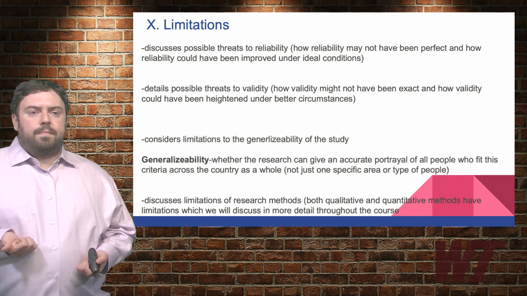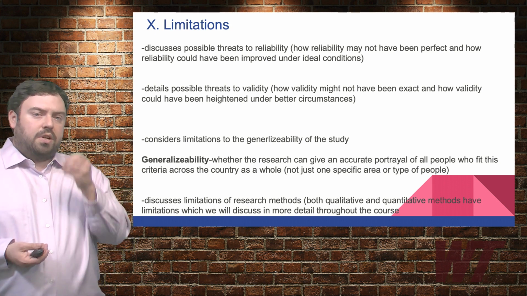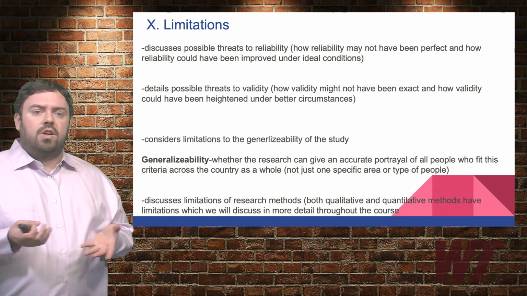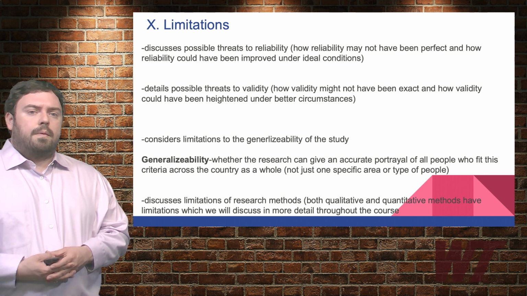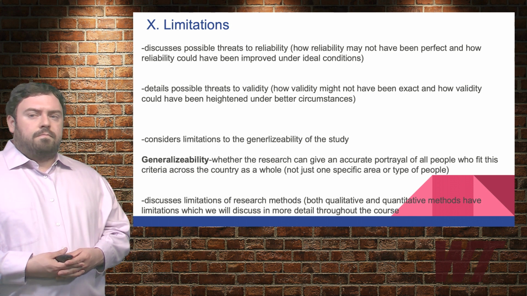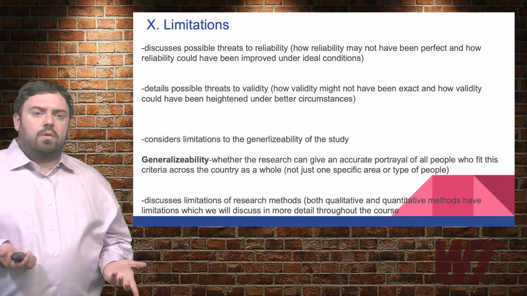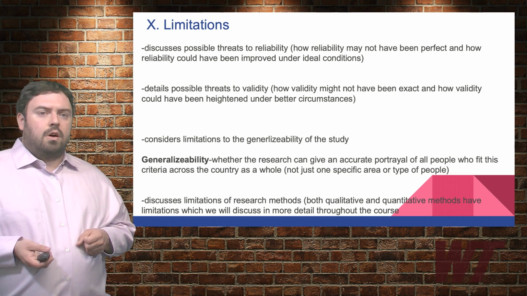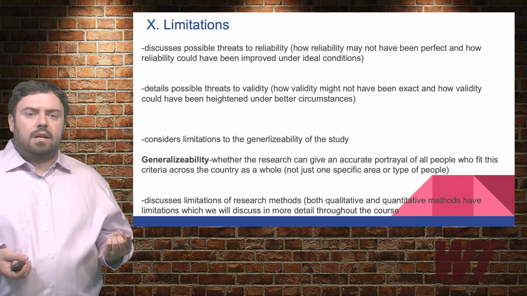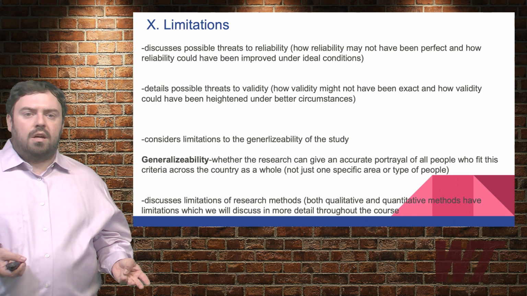Or maybe you had interaction of participants, and so participants might have discussed with each other the questions on the interviews or the survey, and that could have affected participants' answers. Or maybe there could have been an environmental situation where some kind of sudden change in the community occurred, and that altered the way people answered the questions. So in your limitations section, you're going to talk about those three things: threats to reliability, threats to validity, and threats to the generalizability of your study.